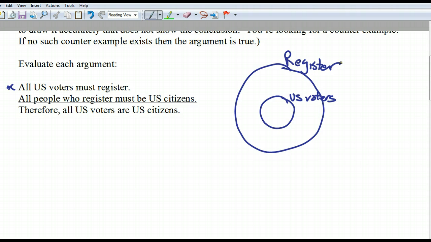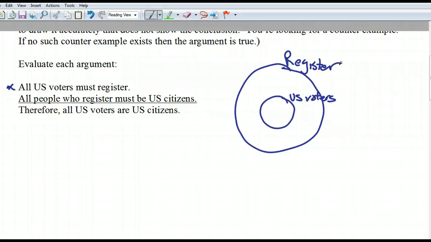So this diagram illustrates the very first premise. What if it was the vice versa? The small one was registered and the big one was U.S. Then it would mean that some U.S. voters don't have to register to vote. Okay? But in this case, they all do.